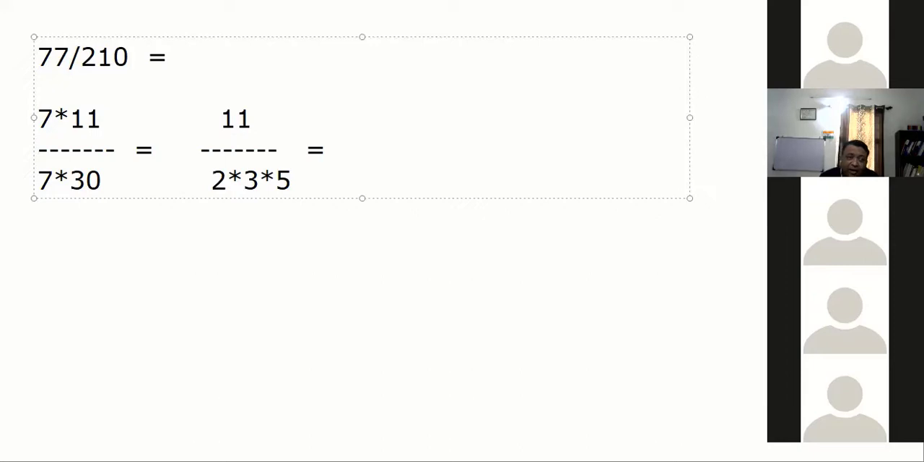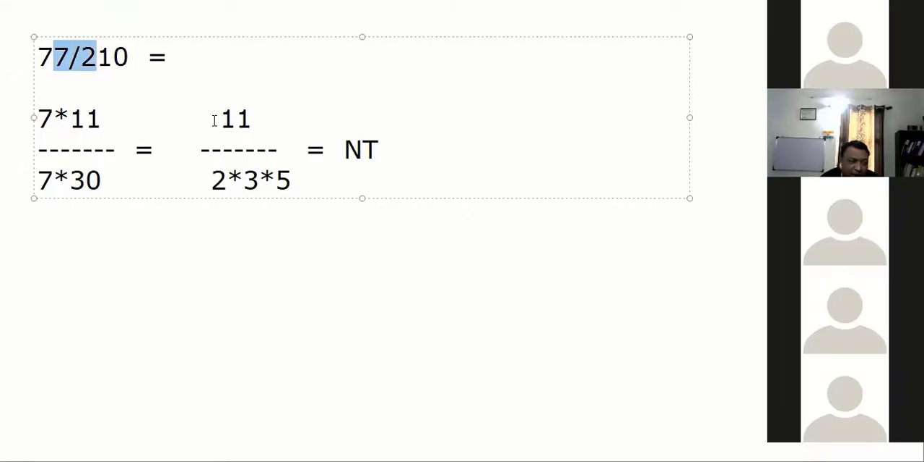बहुत लोगों ने अलग आंसर लिखा है. Tell me. What do you say, Dhruv? Terminating होगा non-terminating? Non-terminating. Correct. Why? Because ये इसकी वजह से. 2 और 5 तो आ रहा है, guys, but 3 भी extra आ रहा है. So non-terminating. So guys, don't decide here.